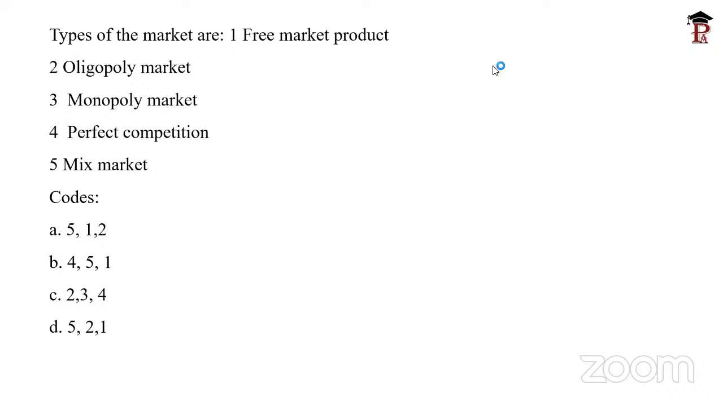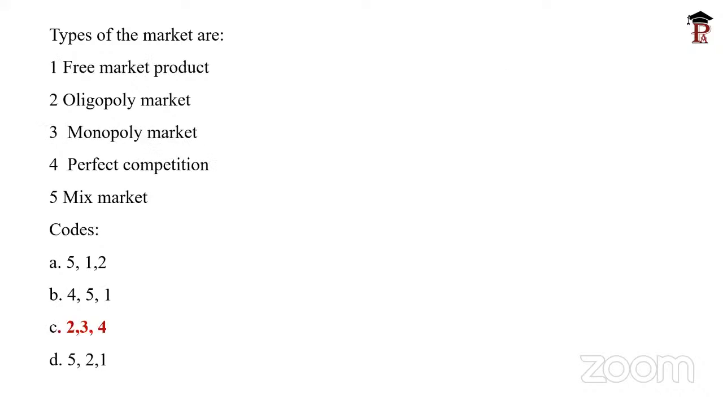Okay, good. Anyone else? I have just taught you this. This is the easiest question. Good, good. Done. So yes, 234 is the correct answer, which means oligopoly market, monopoly market, and perfect competition. There is no such thing called free market product or mixed market.